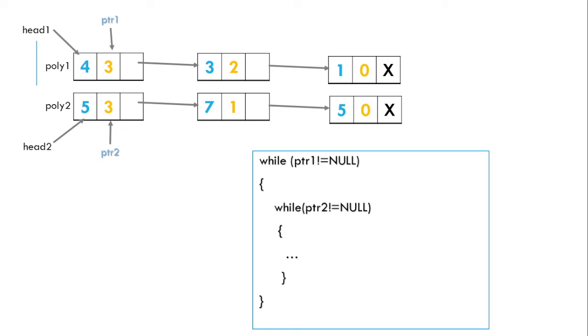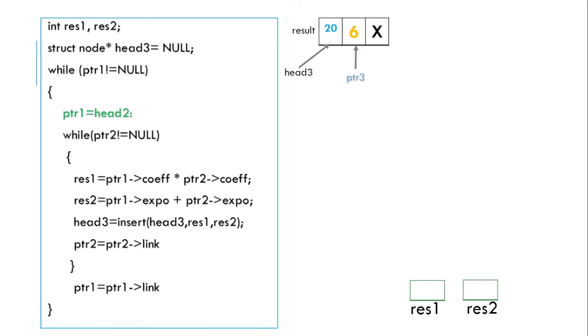So while ptr1 not equal to null, shift ptr1 to the next node. So it will traverse until every node of the first polynomial has been traversed. While ptr2 not equal to null, this loop will traverse through the second linked list, which stores the second polynomial, until all the nodes have been traversed. So this is our code.